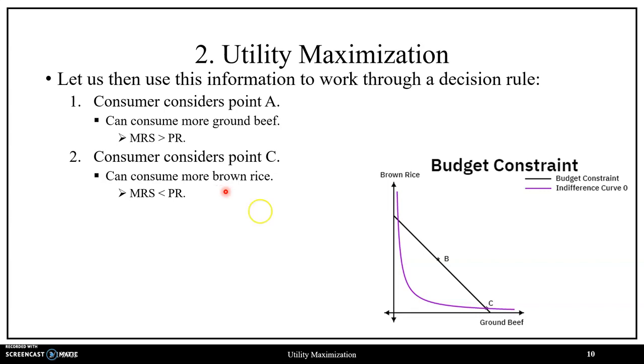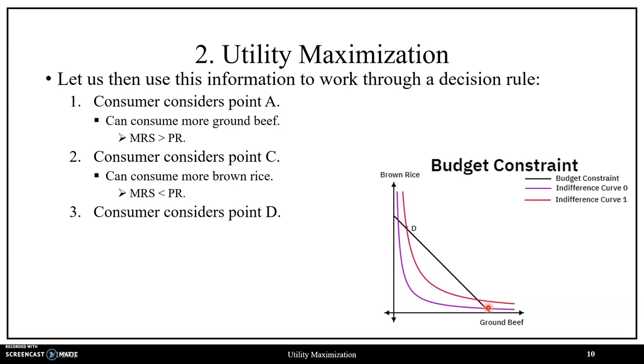Therefore, the consumer has incentive to reduce consumption of ground beef, and since income is finite and they're using all of their income, less ground beef means more brown rice, and this is going to be generating that leftward movement along our budget constraint. So then, if point A and point C are two intersection points that didn't make the consumer the best off possible, what about a higher indifference curve for a higher level of utility?